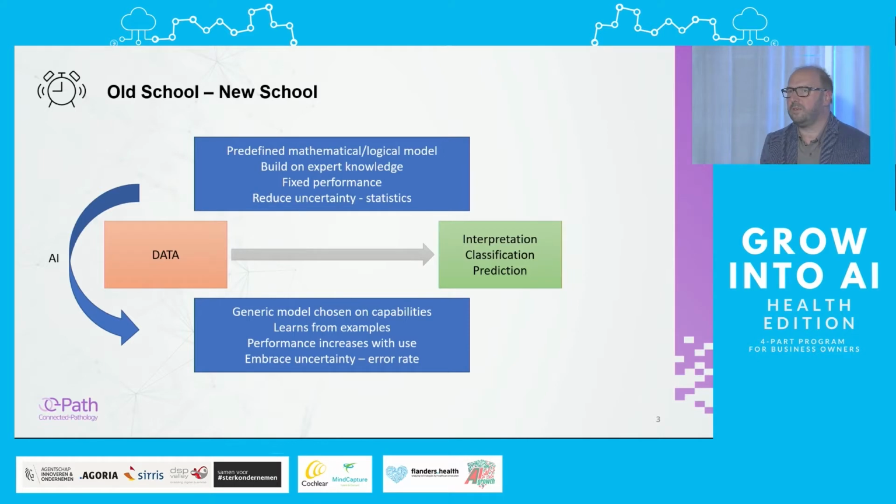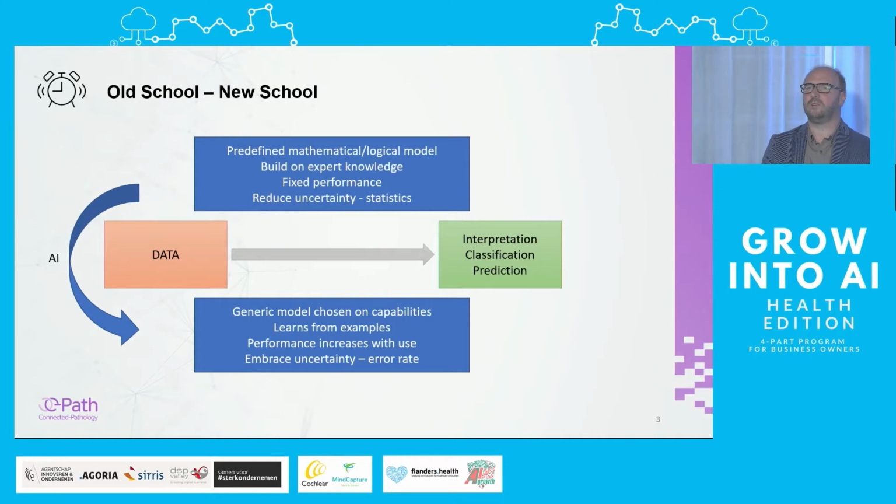So what are we trying to do? Actually, we're trying to take data and we're trying to get to an interpretation or a classification or prediction. In the old ways, we would actually build a mathematical or a logical model. We would use experts to tap into the knowledge. This model would have a sort of fixed performance once it was built. And the big aim would be actually to reduce uncertainty and to use a lot of statistics so we can be much better in predicting, much better in classifying.